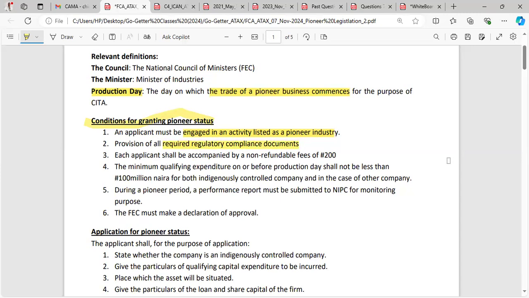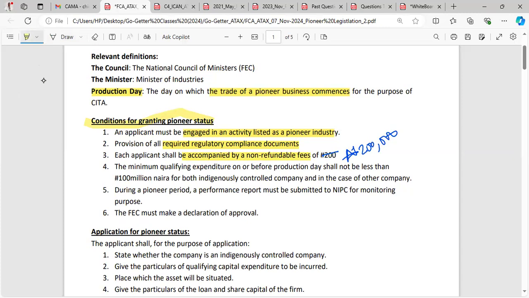So I said before, the pioneer legislation topic has plenty of reading materials. So you may want to look at what those compliance documents are, and you may need to know that. Then you must pay the accompanied non-refundable fee of 200,000, not 200 naira here. So it's 200,000. Let me adjust that. 200,000.